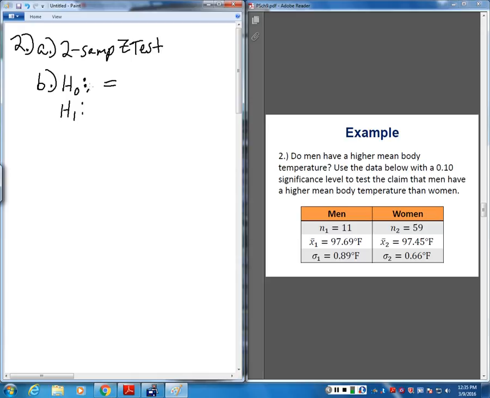So the null hypothesis is that mu sub 1 is equal to mu sub 2, or that the mean body temperatures are the same. Use the same symbols for the alternative hypothesis. And for the inequality, I have a greater than, that the male mean body temperature is greater than the female mean body temperature. This is also the claim, so I'll label it.